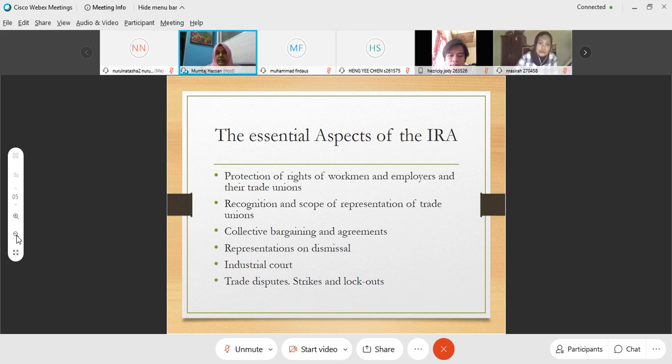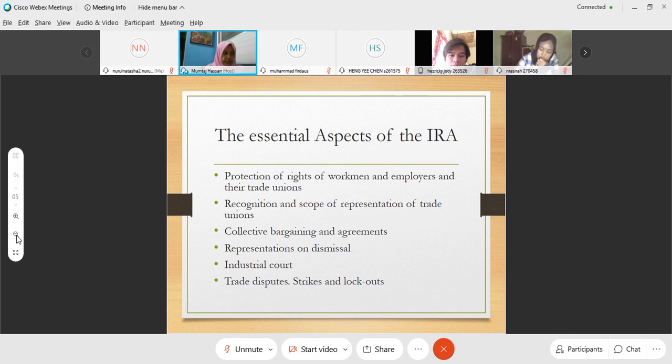Then representation on dismissal. If you've been dismissed, how are you going to take action against your employer? Dismissal is pemecatan. If you are not sure, you can ask in Bahasa Malaysia, it doesn't matter. Industrial court is Mahkamah Perusahaan. And in trade disputes, strike is mogok. I think everybody knows what mogok or strike is. Lockout is sekat masuk. We will learn some of these topics in detail later.